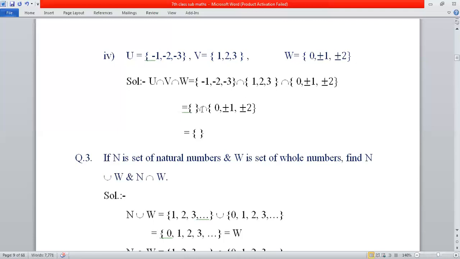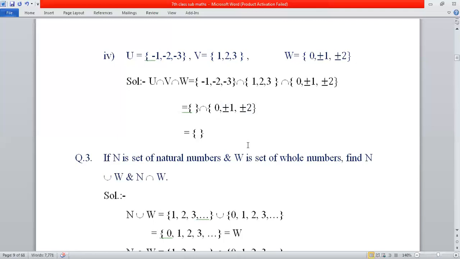Now this intersection symbol we copy as it is, and the third set we copy as it is. You know that the intersection of an empty set with some set, again the answer will be the empty set. The reason is that there is nothing common in both. So the answer will be the empty set. So this is question number 2. I hope you understand it.